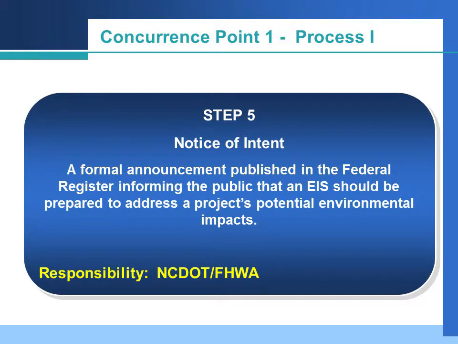Step 5 in Process 1 is issuing the Notice of Intent. A Notice of Intent is an announcement published in the Federal Register that informs the public that an Environmental Impact Statement, or EIS, is required and will be prepared to address a project's potential environmental impacts. If NCDOT and FHWA determine an Environmental Impact Statement should be prepared, a Notice of Intent will be filed in the Federal Register. If it is not clear at this point whether an EIS will be warranted, the decision to file a Notice of Intent can be delayed.